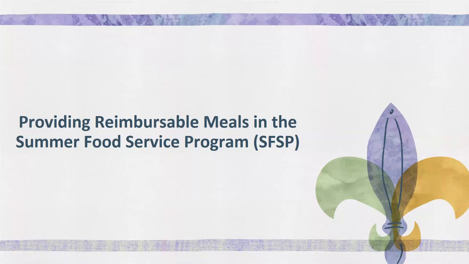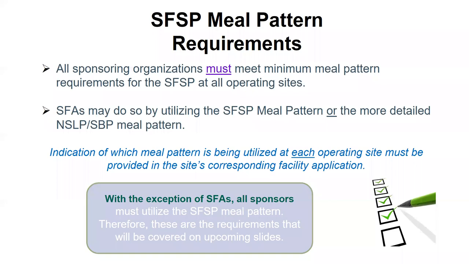So as you very likely already know, all sponsoring organizations must meet minimum meal pattern requirements for the Summer Food Service Program at all operating sites. School food authorities, on the other hand, may do so by utilizing either the Summer Food Service Program meal pattern or the more detailed National School Lunch and School Breakfast Program meal pattern. Indication of which meal pattern is being utilized at each operating site must be provided in the site's corresponding online facility level application. And this is actually documented on page 3 of each facility level online application that you will complete an application on behalf of.